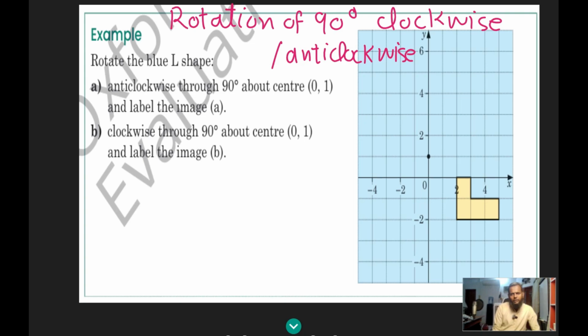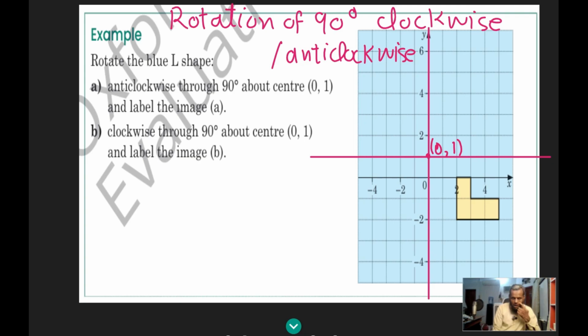First of all, see this question. The question is given. Our center is here. Okay, this is the center point, 0 or 1. And according to center, we will draw x-axis and y-axis. Okay, this is x-axis and this is y-axis. This is our center.